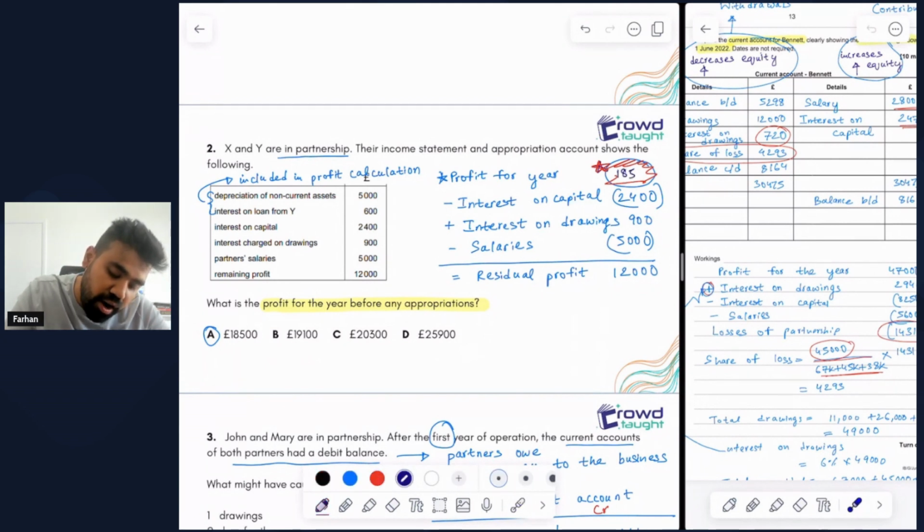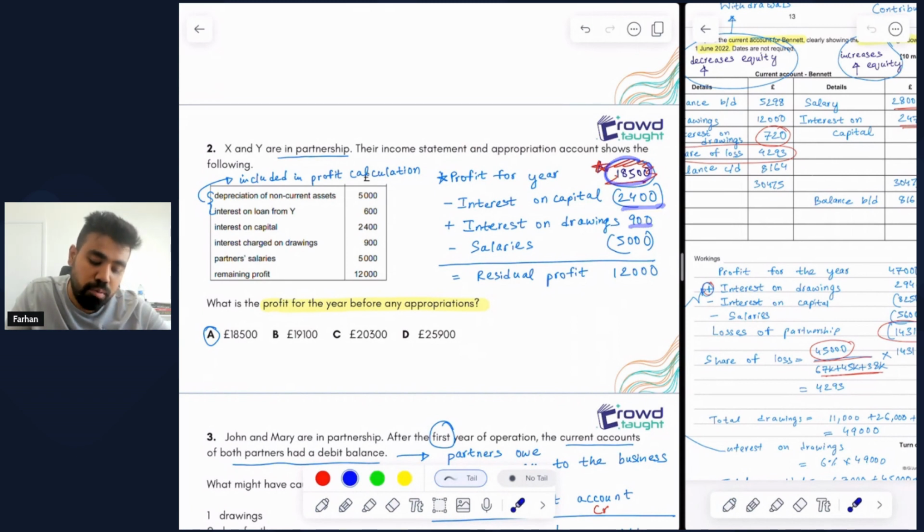18,500. So that is the correct answer. If the partnership profit was 18,500 pounds and we had subtracted 2,400 pounds in interest and capital and added 900 pounds in interest and drawings, followed by a further deduction of 5,000 pounds in salaries, you should be left with the remaining or residual profit of 12,000 pounds. And therefore, on that basis, the correct option would be to select option A.